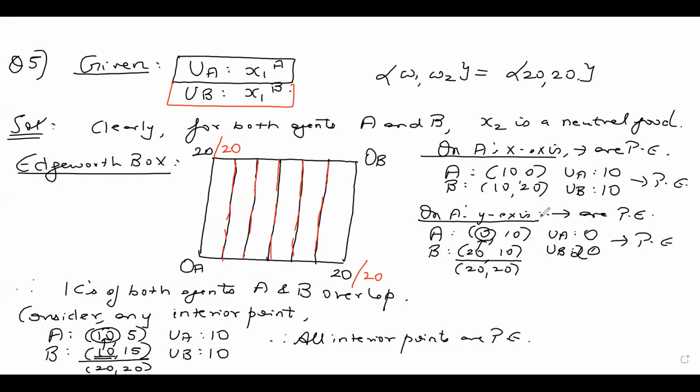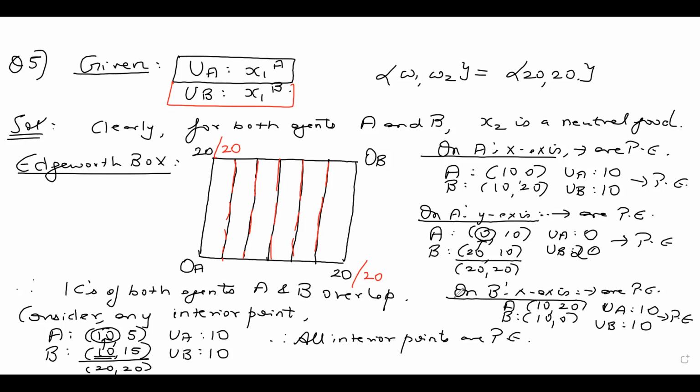Then let's take a point on B's x-axis. On B's x-axis, suppose B has (10, 0). A will have (10, 20). Again, A is getting a utility of 10, and B is getting a utility of 10. You try to make one of the agents better off, the other agent becomes worse off. So this is Pareto efficient, and by generalization, all points on B's x-axis are Pareto efficient.